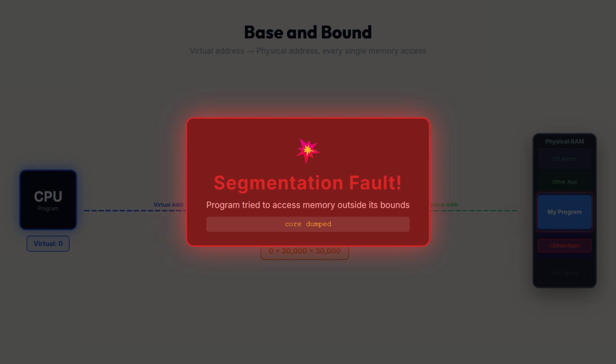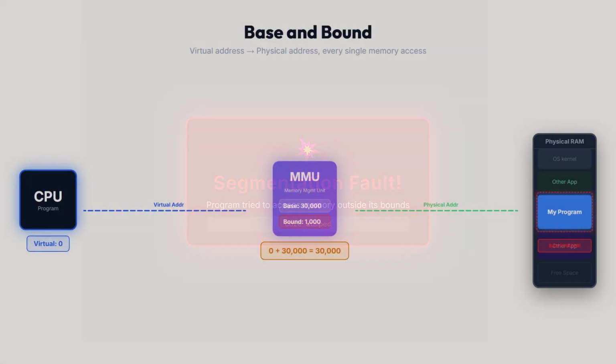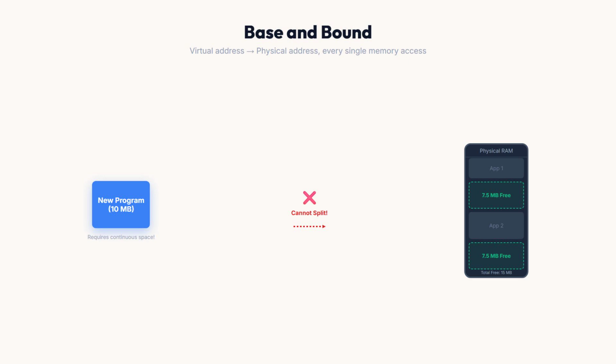For the first time in history, memory protection was enforced directly by the hardware. A single broken application could no longer corrupt the entire machine or crash every other running program with it. It was a brilliant start, but there was a massive problem that would eventually make the system completely unusable for modern computing. Base and bounds still required every single program to be stored as one single unbroken chunk of memory.